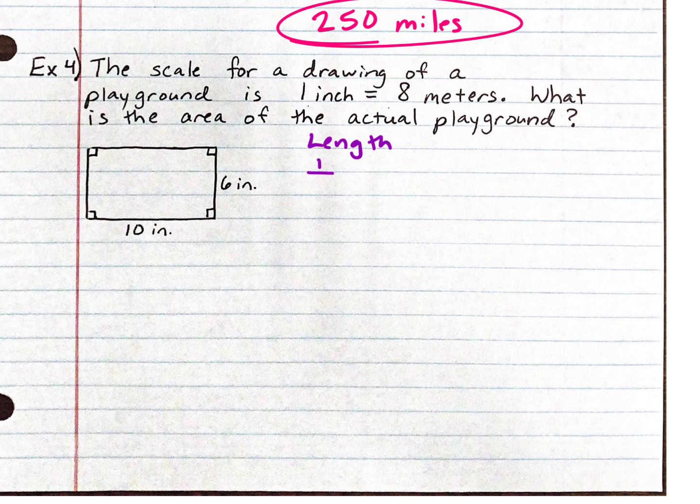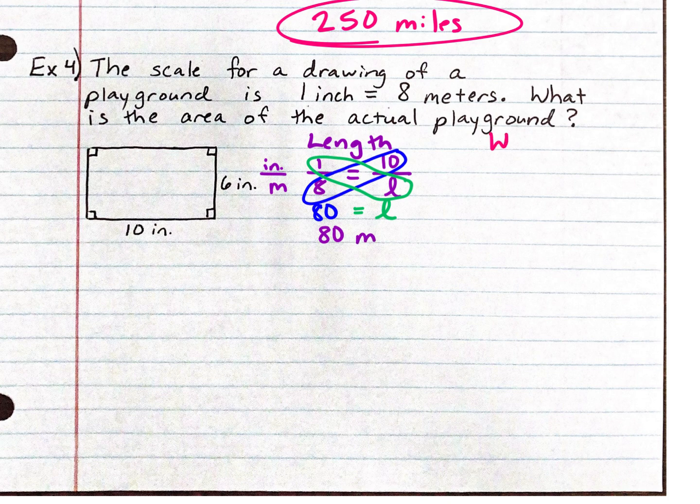We're using the scale 1 to 8, which is inches compared to the meters. So the length of the drawing is 10 inches. We don't know the actual length in meters, so I'm just going to use L. I'm going to cross multiply. 10 times 8 is 80. 1 times L is L. And we've got the length distance is 80 meters.